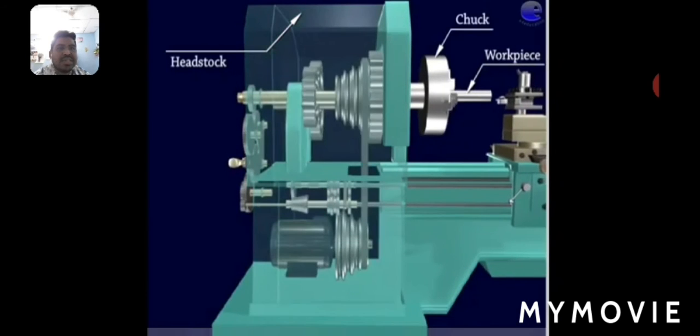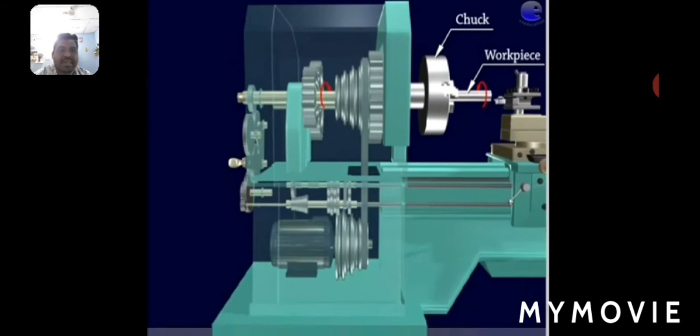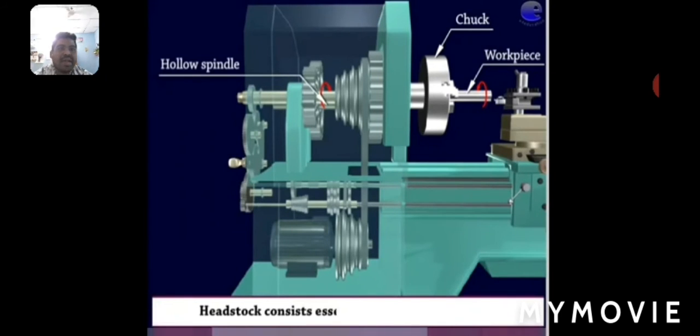The workpiece which is kept in the chuck. It provides a mechanical means of rotating a workpiece. That means you are seeing the gears there. Hollow spindle. The arrow indicates the hollow spindle.